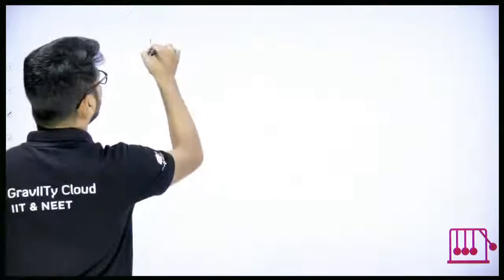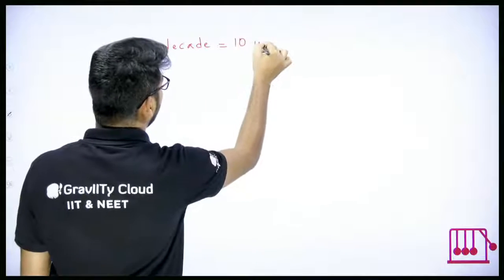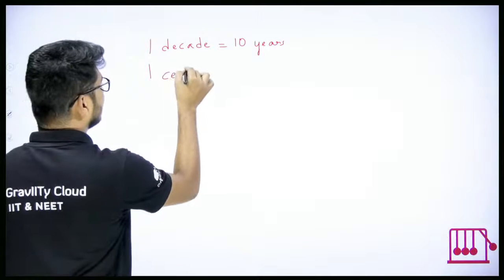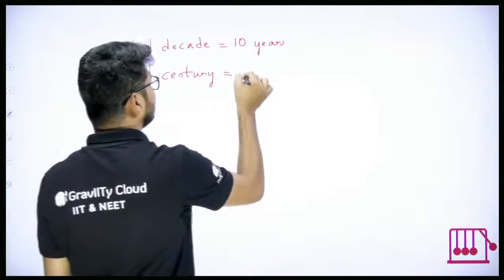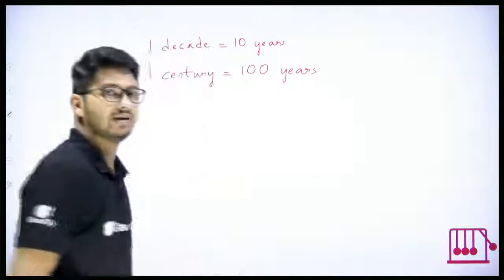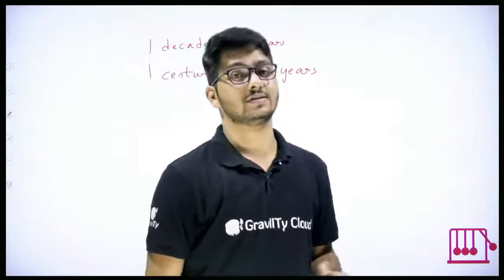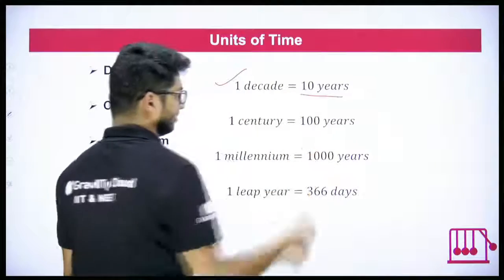Have you heard about a decade? Yes or no? What is 1 decade equal to? 1 decade is equal to 10 years. What about 1 century? What is 1 century equal to? 1 century is equal to 100. You know about century in cricket. Century is 100. So when we say 1 century is equal to 100 years. Clear? So keeping that in mind, 1 decade is 10 years.